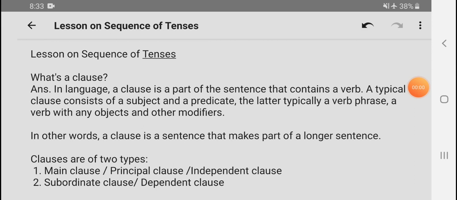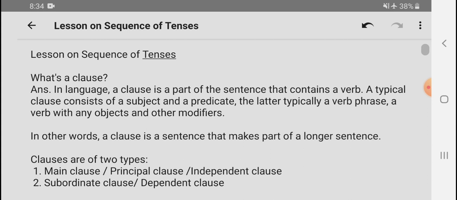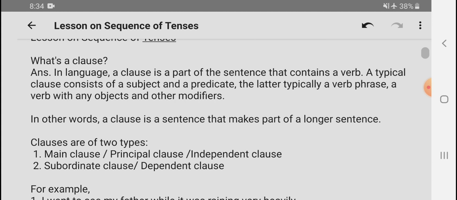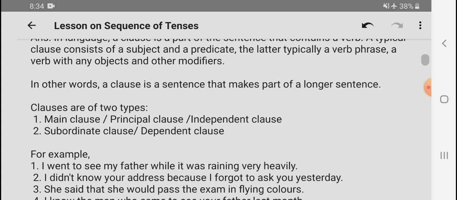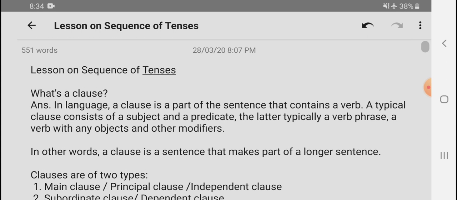Right, in today's lesson, we are going to focus on sequence of tenses, which is the thing that we do just after learning English tenses. In order to learn sequence of tenses, first of all, we need to know what is a clause, how many types of clauses are there, and how do you identify the clauses? How do you identify whether it's the main clause or the subordinate clause? That's what we should do first.